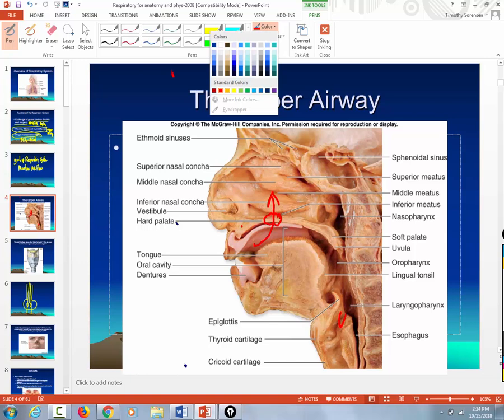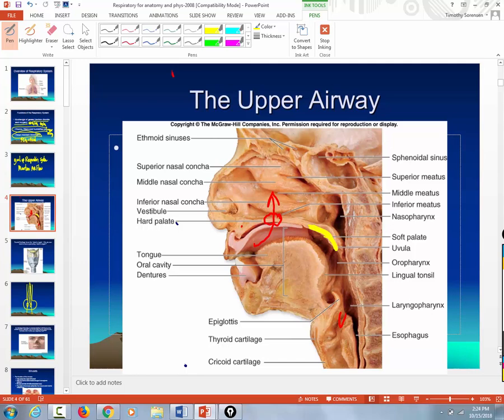All right. Now, watch. You have the hard palate, which is bone. Then you have the soft palate, which is tough cartilage. The function of the soft palate is to basically direct food into the esophagus. The soft palate separates the nasopharynx from the oropharynx. So it separates the back of the nasal cavity from the back of your throat.